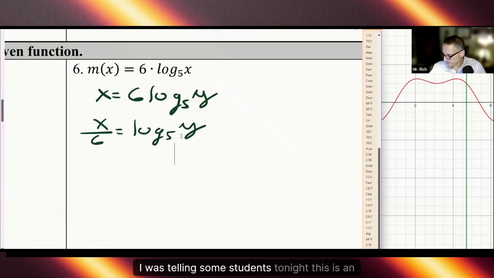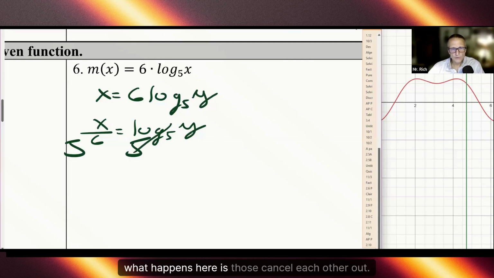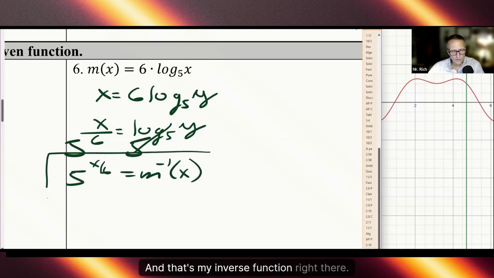I was telling some students tonight, this is an algebra move that I don't think you've ever used in your algebra progression, and that is something called exponentiate. There's never been a reason to take 5 to a power on both sides. There is here, though, because when I raise 5 to a power on both sides, that's called exponentiating. What happens here is those cancel each other out. It leaves me the y, and I have 5 raised to the x over 6. And I would really write that as m inverse of x. And that's my inverse function right there.